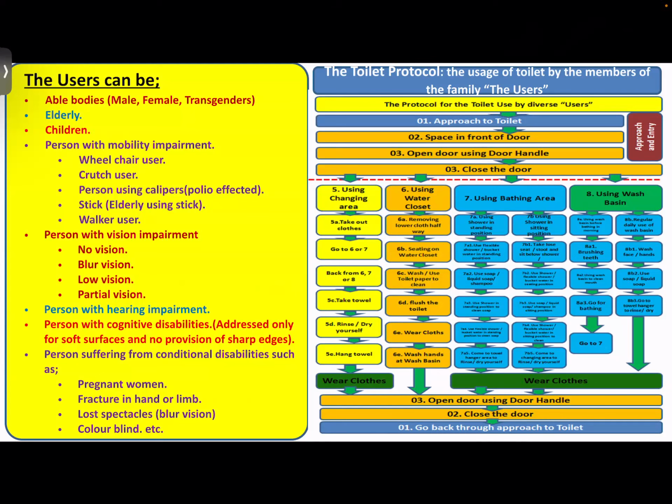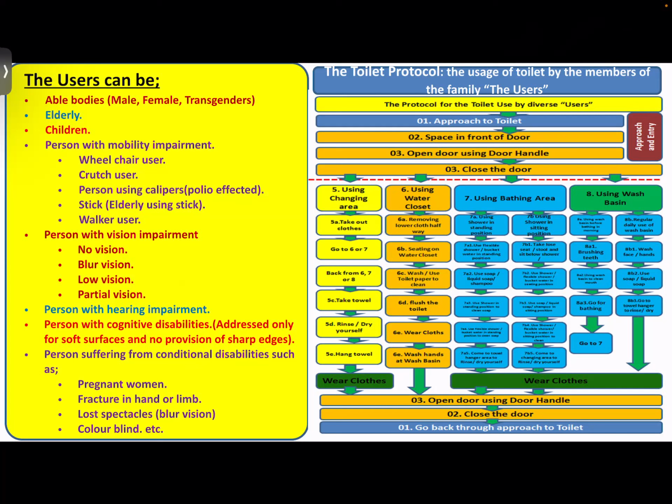So the user identification is that it can be able-bodied, it can be elderly, it can be children. Then it can be persons with mobility impairment. In mobility also, it can be various kinds of mobility. Then it was a person with vision impairment. In the case of vision impairment, not everyone is fully blind. Only 10 to 15% of people have the optic nerve or the retina totally gone. In that case only, we have no vision. Otherwise, we have possibilities of blur vision, low vision, partial vision. So there are considerations for them. Then persons with hearing impairment, persons with cognitive disabilities, and so on.